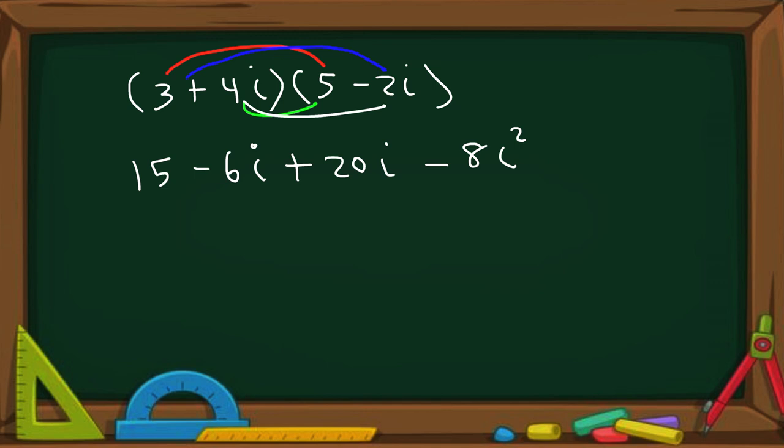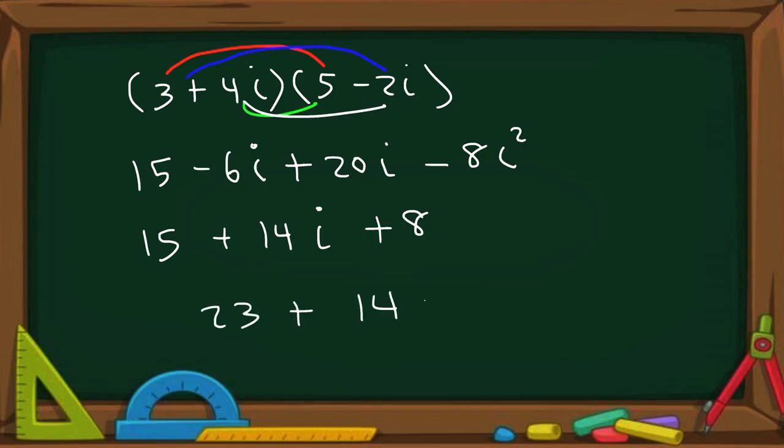Now let's combine like terms. -6i plus 20i, which is like 20 minus 6. That's positive 14i, and i squared is -1. So -8 times -1 is positive 8. And now we can add 15 plus 8, and that's 23. So 23 plus 14i. That's the solution to this problem.